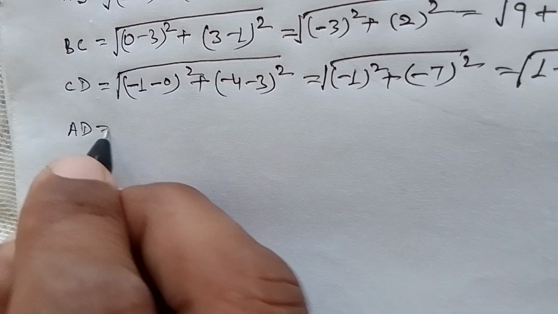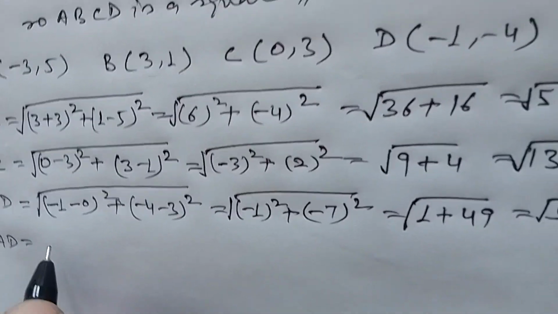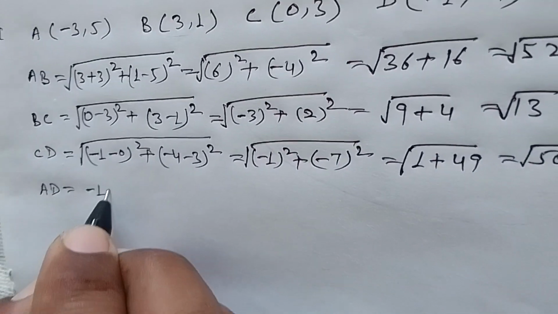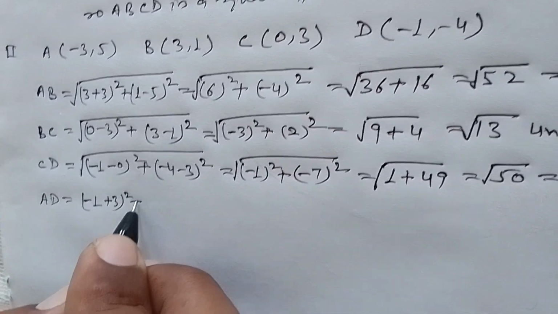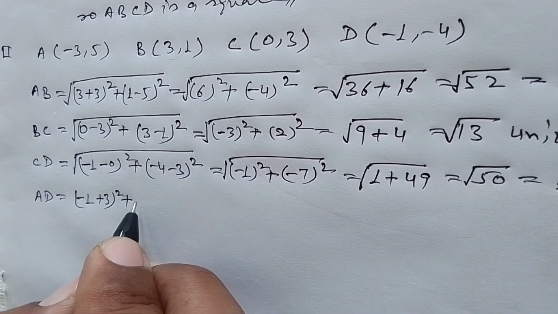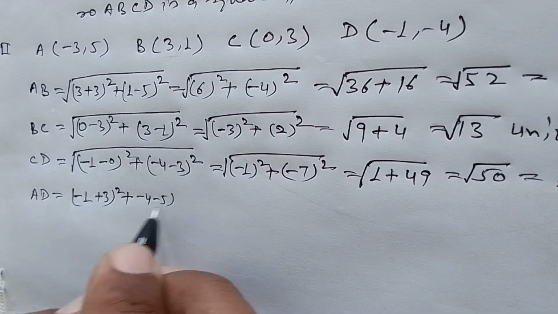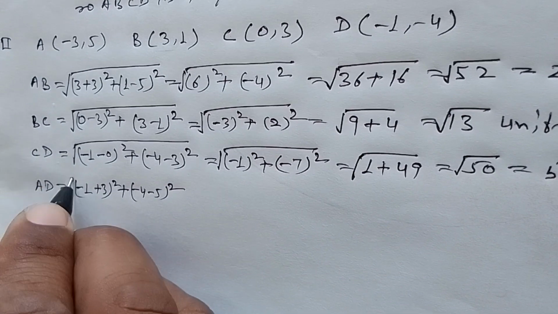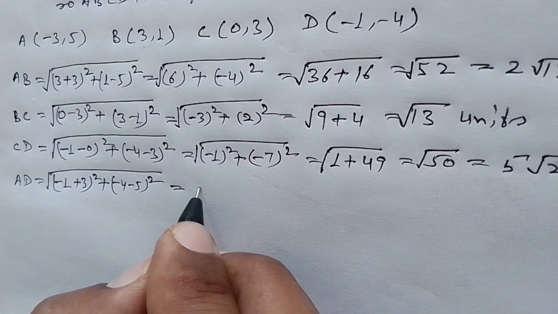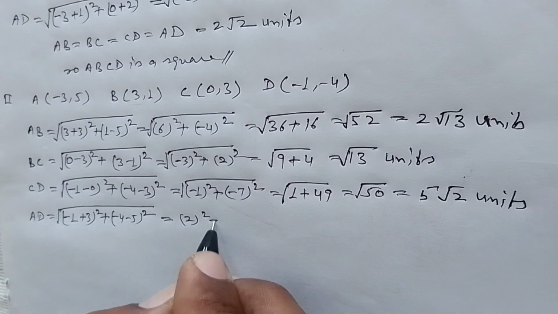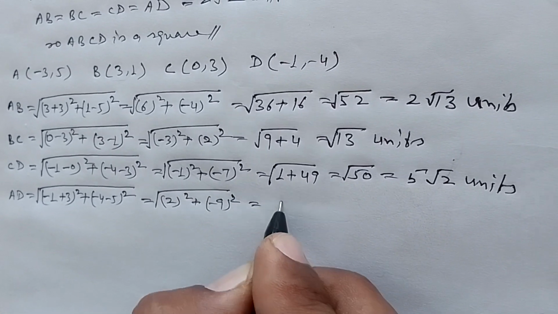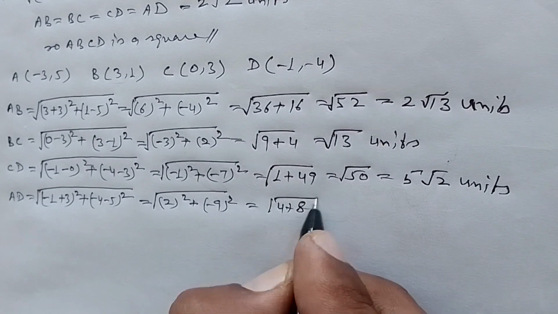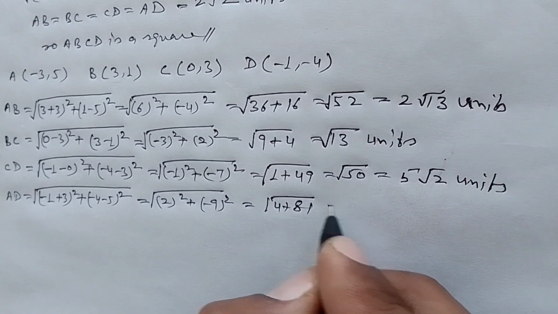And now the distance between point A and D, A to D. So for this we can write minus 1 minus 3 plus 3 square plus minus 4 minus 5 square. It comes out to be 2 square plus minus 9 square. So it comes out to be 4 plus 81. So it comes out to be 85 under root.